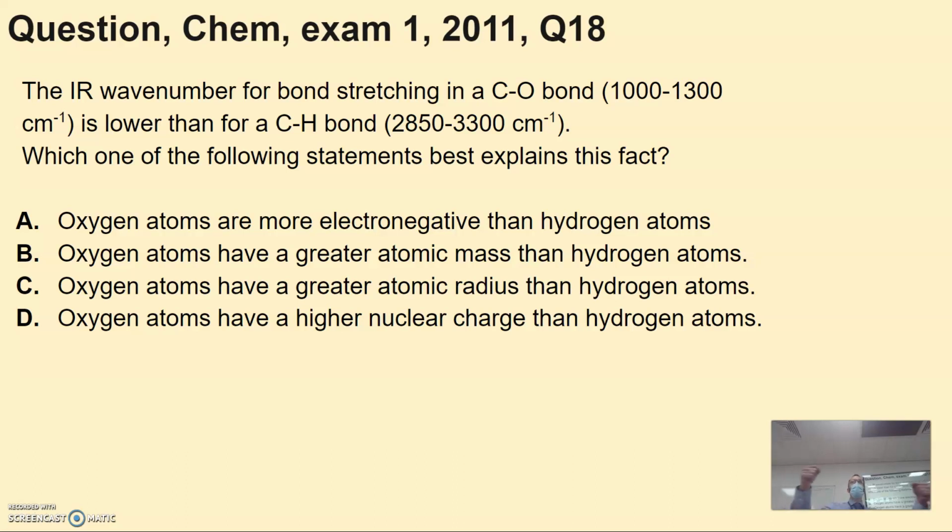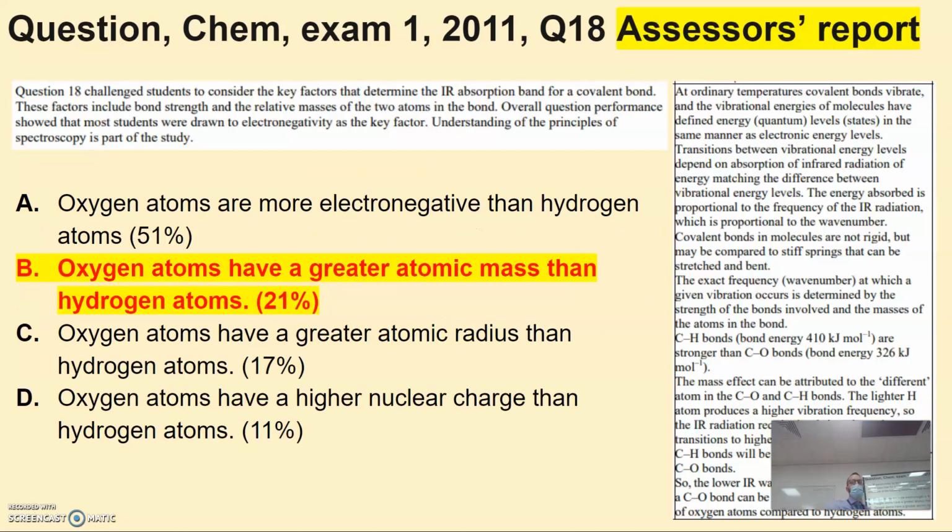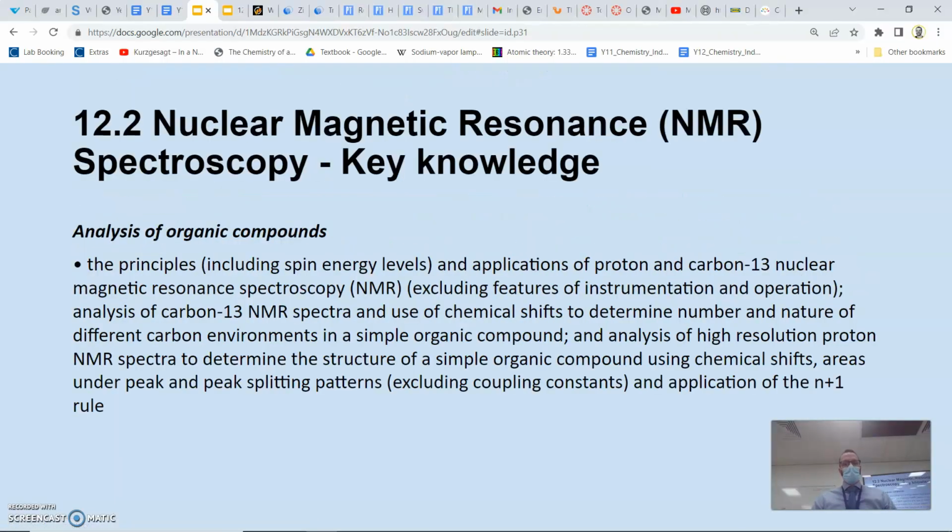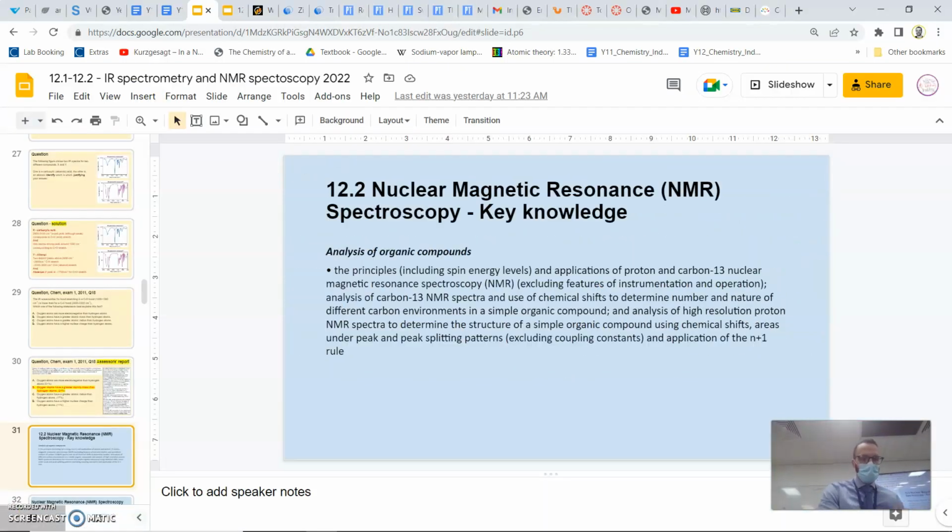Remember, stretching, bending, vibrating. Mass. Has to be mass. Mass, not electronegativity. Mass. Only 21%, right? Greater mass means it's going to vibrate less, requires more energy. Think of it that way. Stronger the bond, yeah. That's right. Cool. Excellent. That finishes off IR.